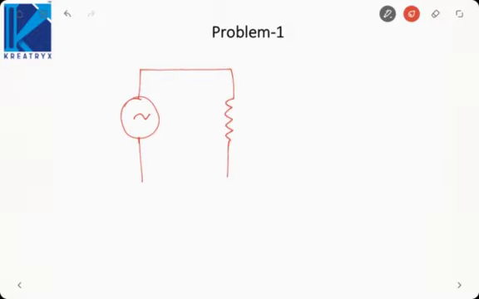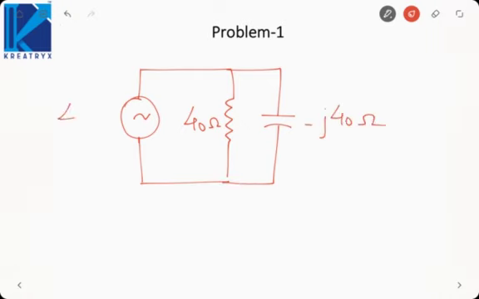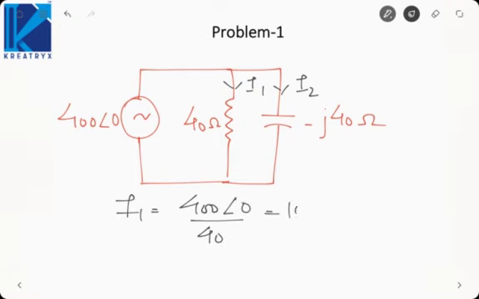Now if we construct the equivalent circuit, here we will have a source of 400 angle 0, then we will have a resistance, that is R2 dash, 40 ohm, then we will have a capacitance, that is minus J 40 ohm. Now we will have two currents, I1 and I2. I1 will be 400 angle 0 by 40, that is 10 ampere. I2 will be 400 angle 0 by minus J40, that is 10 J ampere.